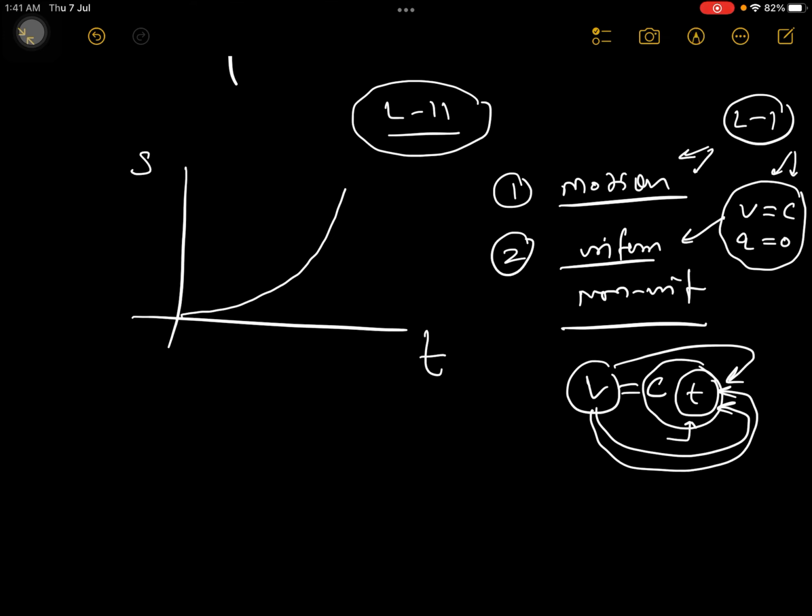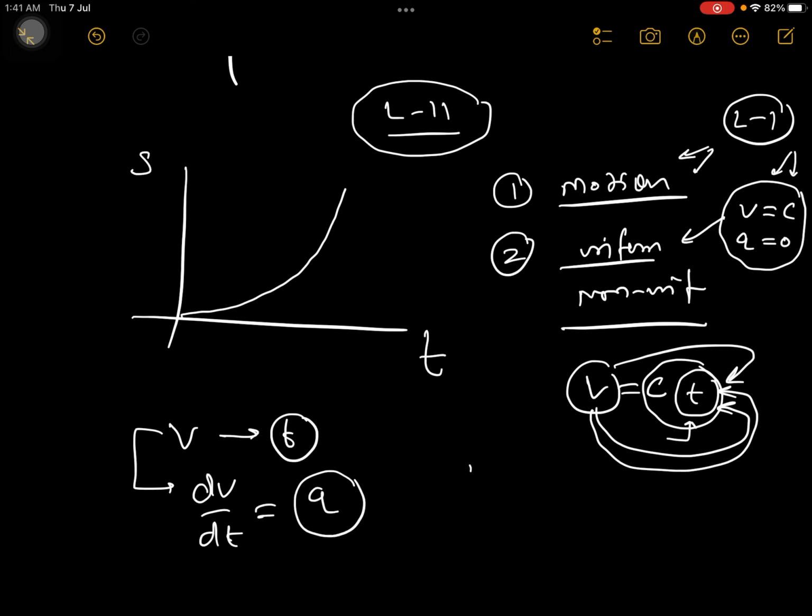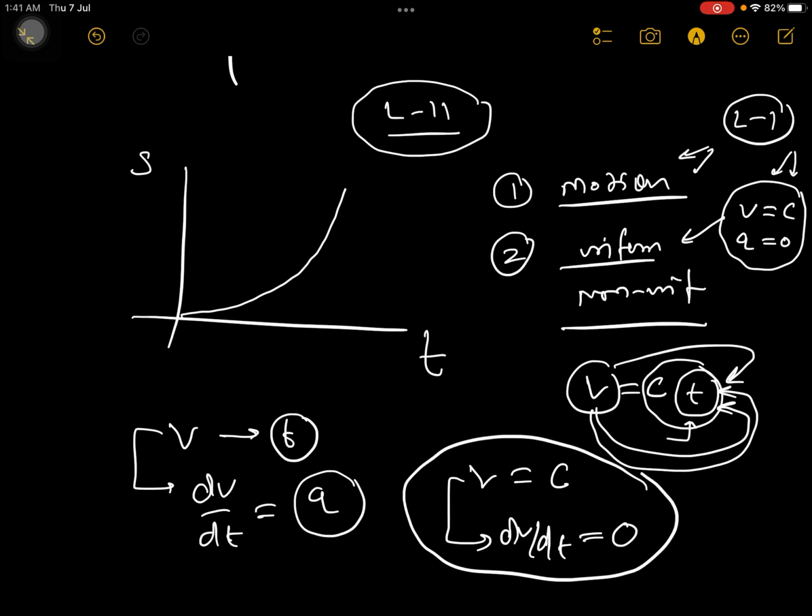But if your velocity depends on time, then we can differentiate velocity one more time with dv by dt. In that case, I'll be getting acceleration. Okay, but if my velocity is constant, and then if you differentiate dv by dt, then it is going to be 0. What does it mean? In case of uniform motion, your acceleration will be 0, right?